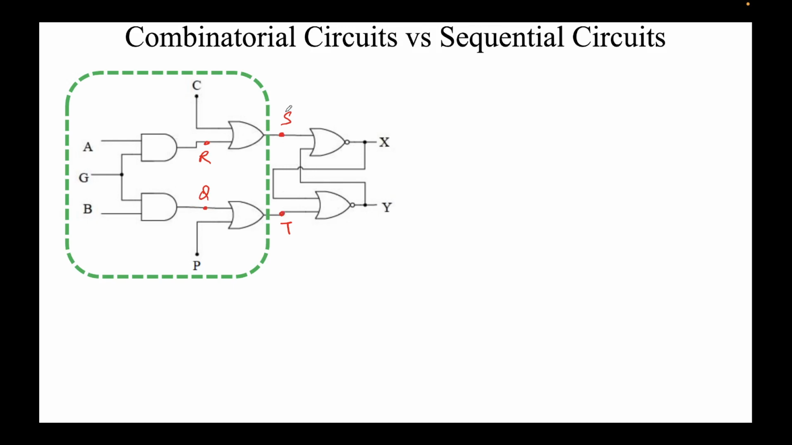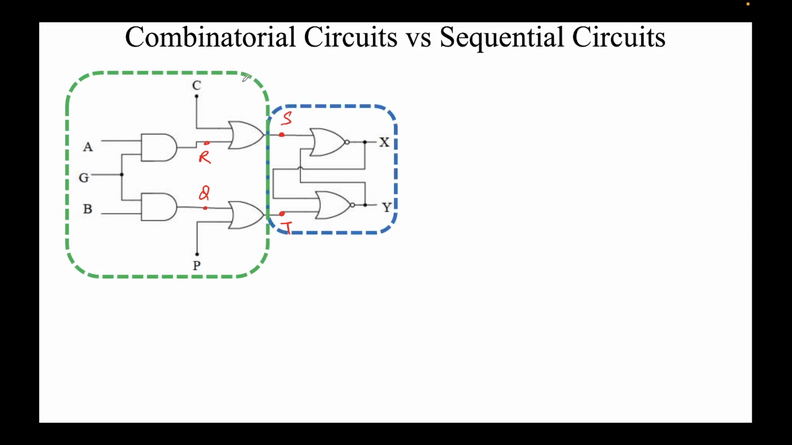Similarly, the value of S will be simply C plus R, because this is an OR gate, so the two inputs are C and R. It will not depend on what the value of C was 10 clock cycles or 5 clock cycles ago. So hence these are called combinatorial circuits.